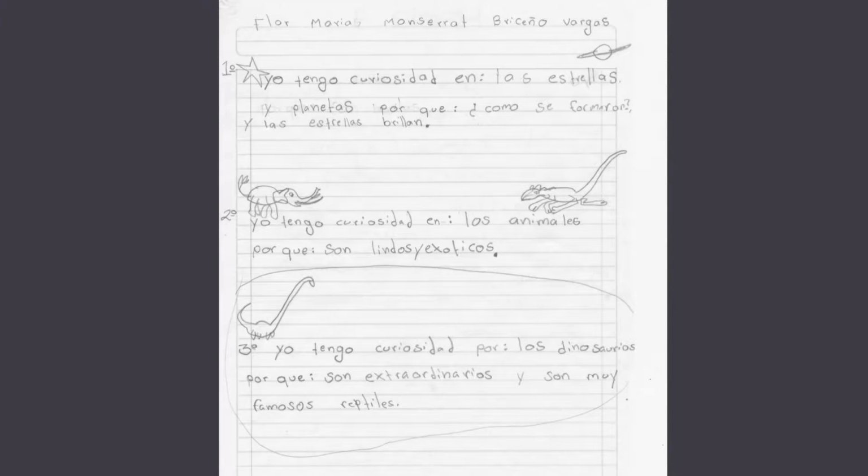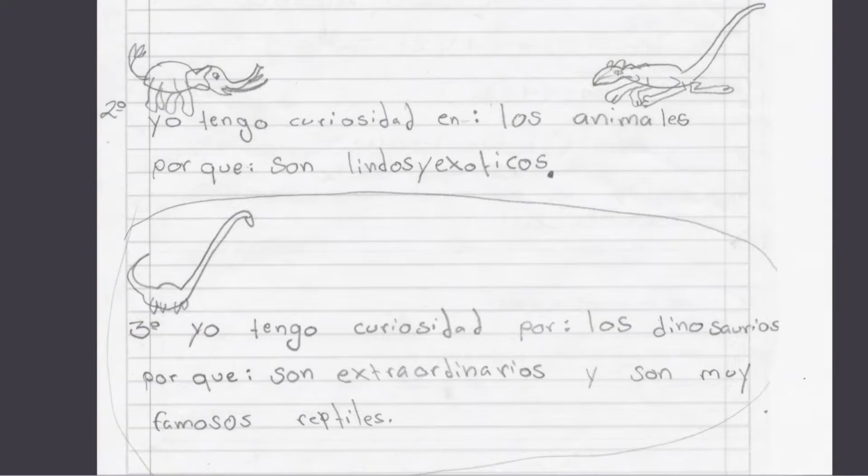Here is a piece of student work where the teacher said, "What are you curious about in the world?" And she said, I'm going to translate it from Spanish to English here for you. I have curiosity about the stars and planets because... How are they formed? And the stars are brilliant, shining. She said, I have curiosity about the animals because they are beautiful and exotic. I have questions about the dinosaurs because they are extraordinary and they're very famous reptiles.